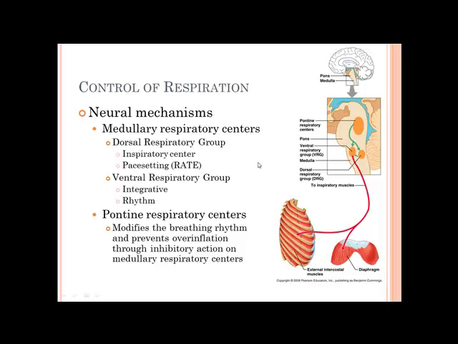And then the last one is going to be the pontine respiratory group. The big thing from the pontine respiratory group is it is going to protect your lungs from overinflating. There are little stretch receptors in there, and if the lungs start to overinflate, they send a signal up to your pontine respiratory center and tell you, hey, breathe out. Don't let your lungs explode.